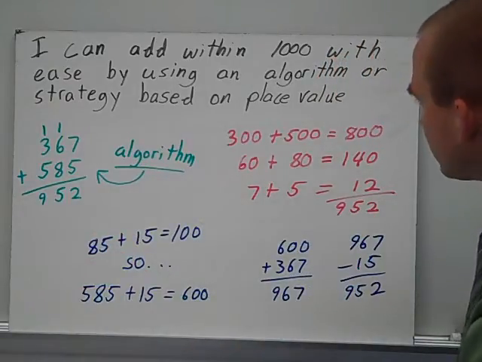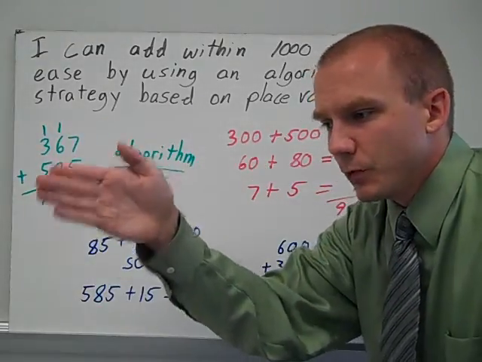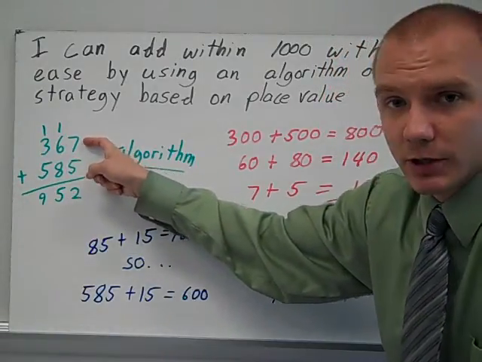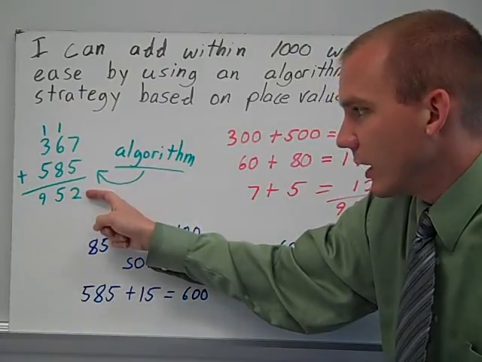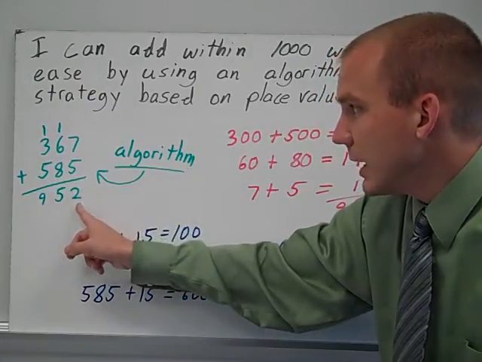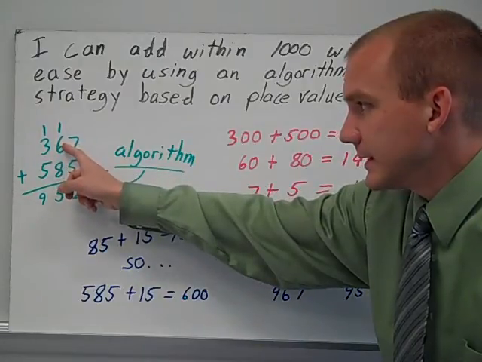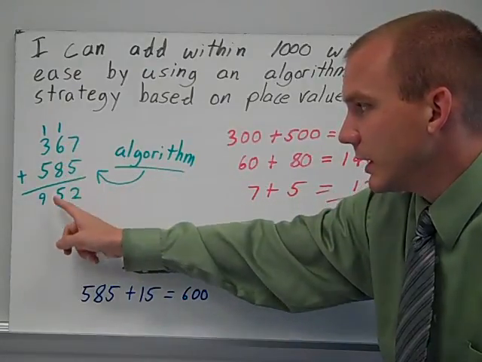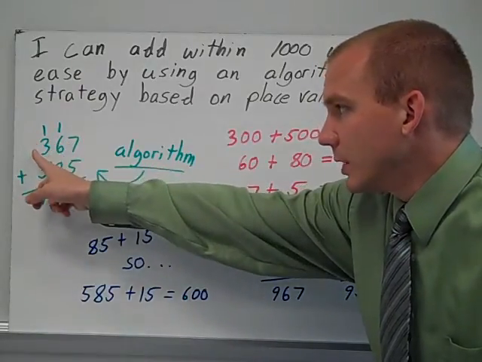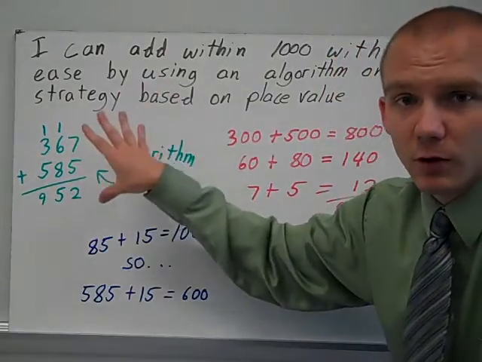In this case, the algorithm we're looking at is where you put the numbers on top of each other, you line up your place values, your ones place, your tens place, your hundreds place, and then you add starting in the ones. So you do 7 plus 5, that equals 12, but you can only have one digit here. So you put the 2 down from 12, and you regroup that 1 into the tens place. And then you add 1 plus 6 is 7, plus 8 is 15. Same thing again, you put a 5 down here for 15, and then you regroup that 1. And then 1 plus 3 is 4, plus 5 is 9. You end up with 952. That's your algorithm with addition.